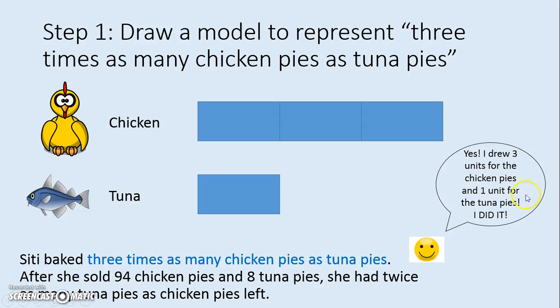That's right, I got this information from the word problem here. Siti baked 3 times as many chicken pies as tuna pies. So for every 1 unit of tuna pie that Siti has baked, Siti will have baked 3 times as many chicken pies as tuna pies. So draw 3 units for the chicken pies and 1 unit for the tuna pies. It's quite straightforward, isn't it? Okay, let's look at the next step.